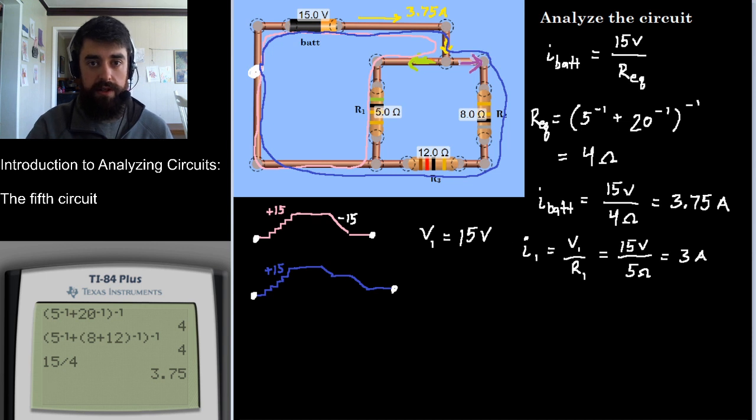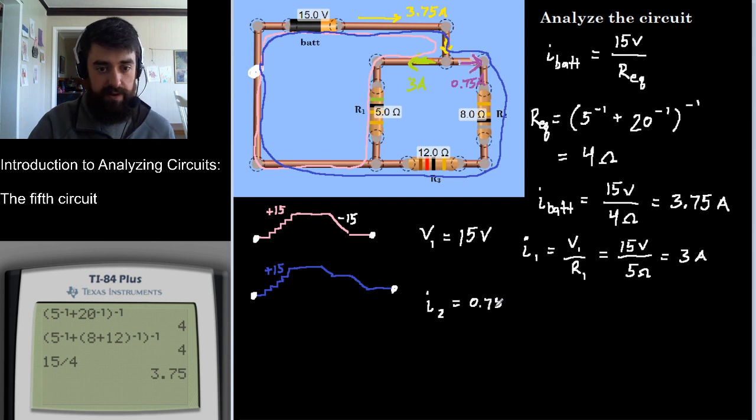But I did just find out that the current I1 was 3 amps. That's 3.75 amps total coming out of the battery, and it splits. And 3 amps goes this way. That tells me that 0.75 amps of current must go the other way. I now know that I2 is 0.75 amps, and the current has no choice. If it goes through R2, it has to also go through R3. So I can say that I3 is also equal to 0.75 amps.